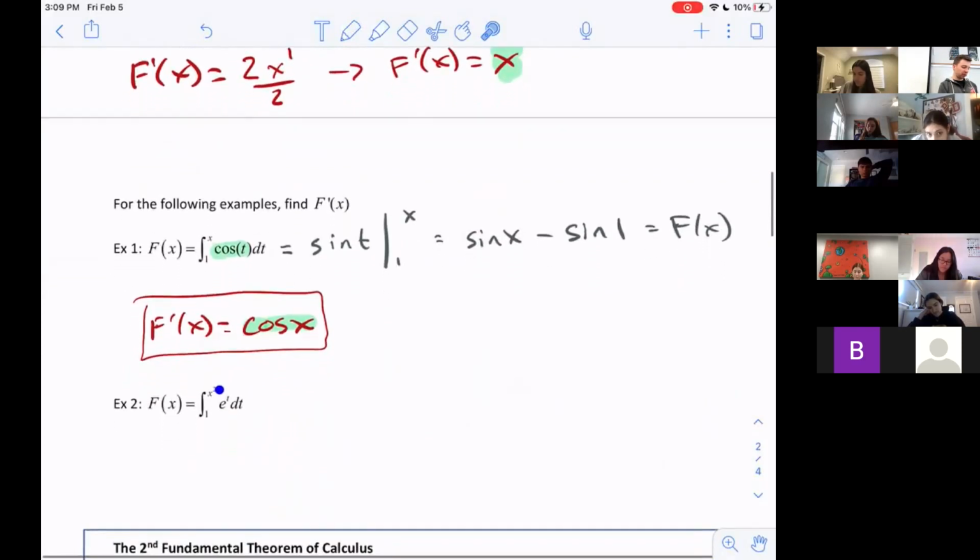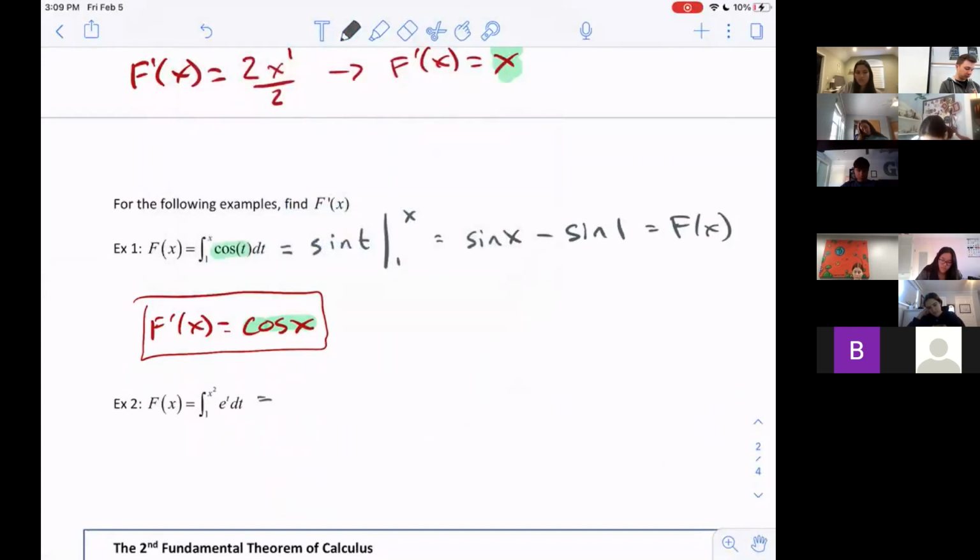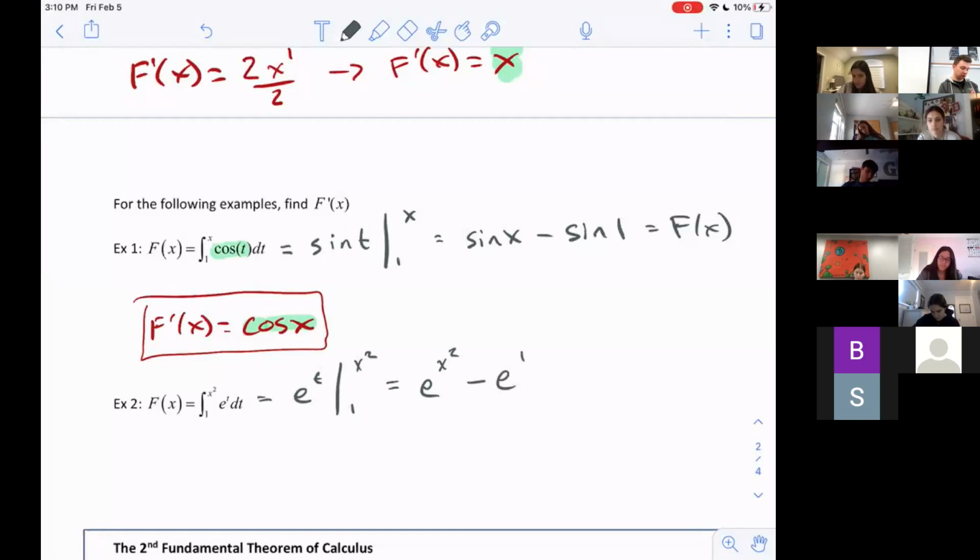Well, what if that top piece is not just x anymore? What if it's x squared? Let's see what happens. One more of these. What's the integral of e to the t? It's still e to the t. So e to the t, from 1 to x squared this time. So that's e to the x squared minus e to the first.